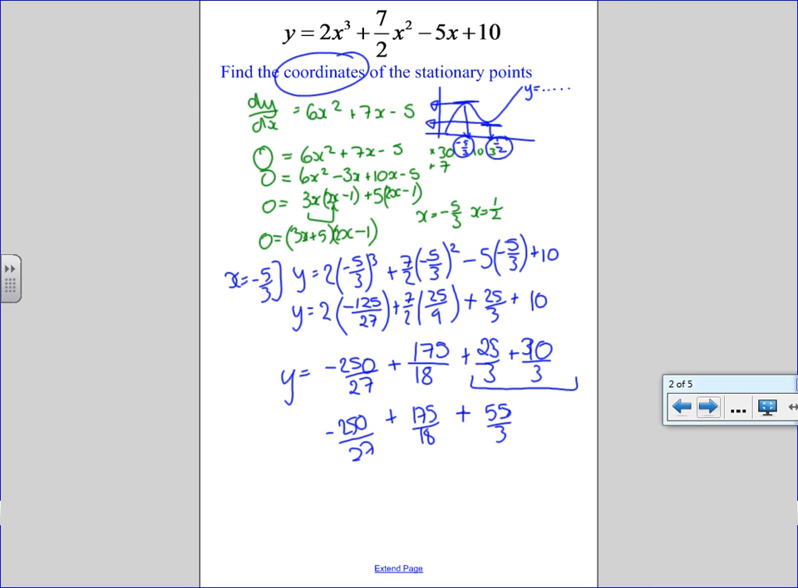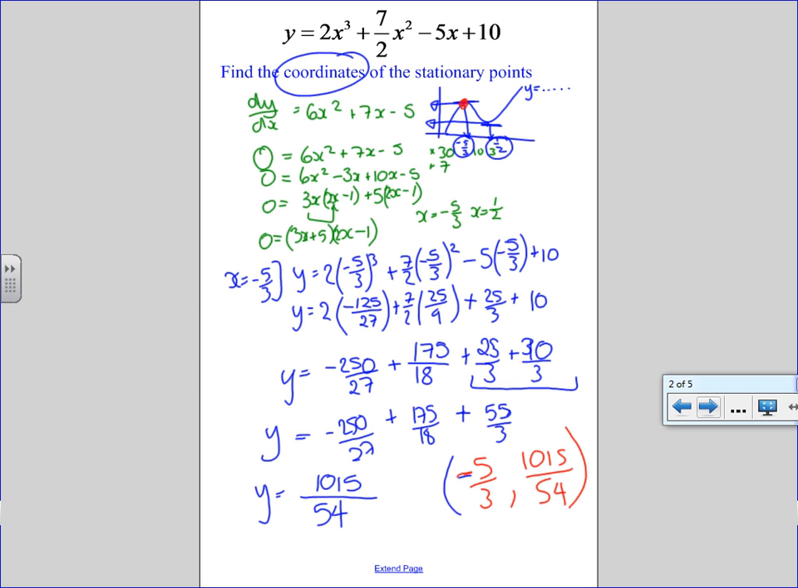So it's minus 250 over 27, add 175 over 18, add 55 over 3, is 1015 over 54. We would probably never have got that without a lot of work. So what were we just finding? That's the y coordinate when x is minus 5 over 3. This one here, that's that coordinate, isn't it? What was it? 1015 over 54.